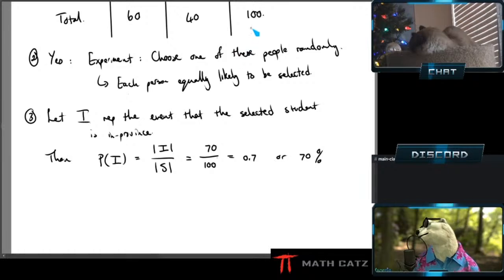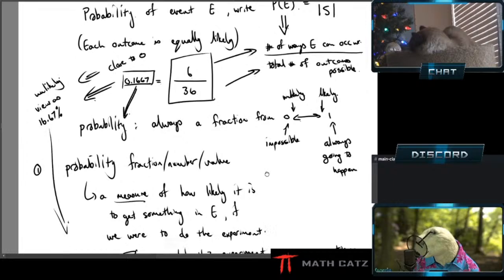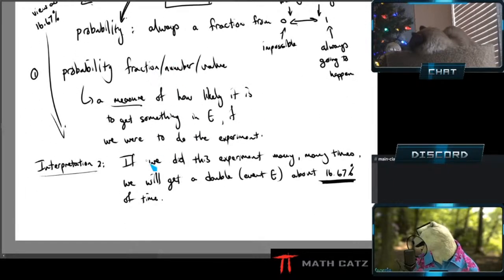I can also say, if I select a person, I put them back, I mix them up, and I select a person again, every time I write down the in-province result of the person I select, and I keep doing it over and over and over, 70% of my results will be in-province, positive results. And the longer I go, the closer I'll get to that 70. Very important to interpret the probability value that you get. Sometimes the first interpretation is nicer for me, sometimes the second. But I want to be comfortable with both.